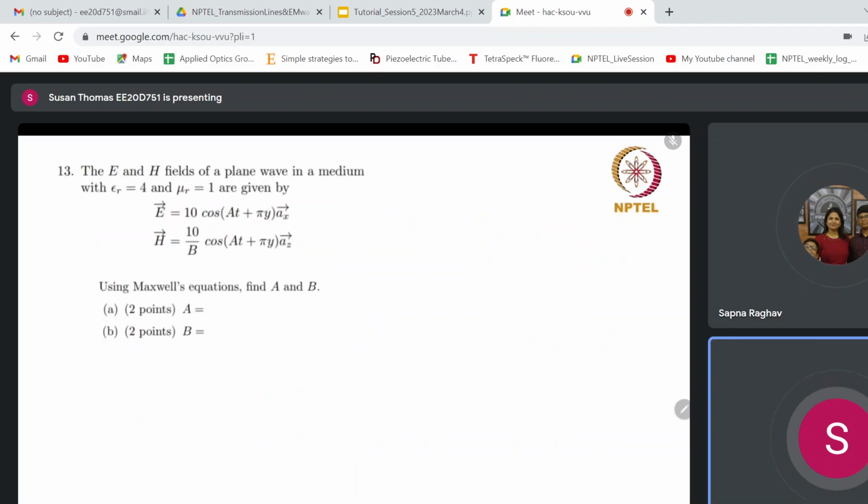Okay. So this was a comparatively easy question. Now let's move on to a slightly higher-level question based on the Maxwell equations.